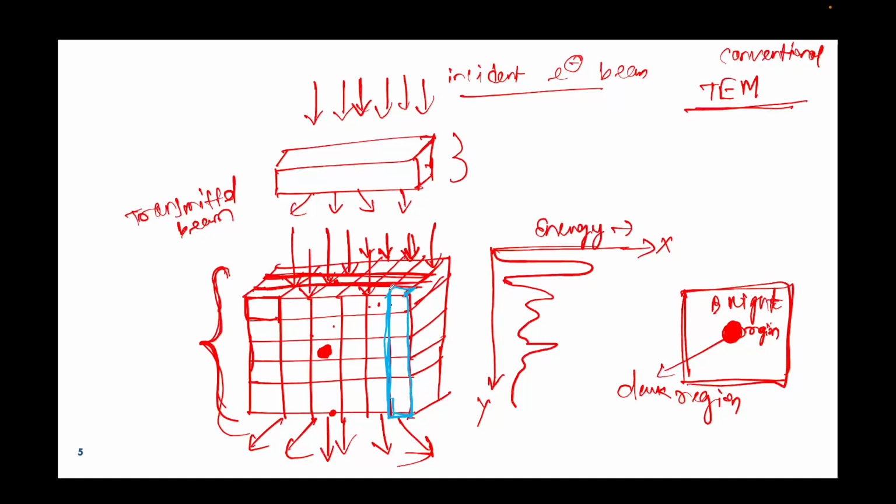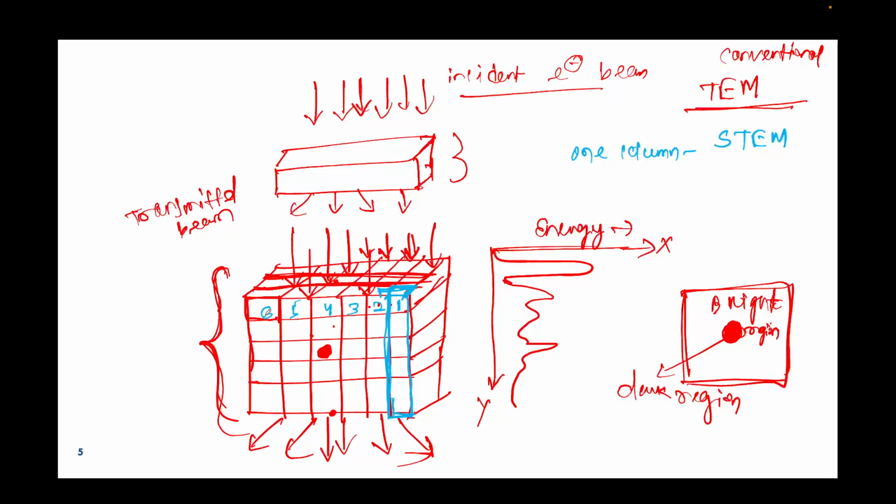If I want to get the information from only one atomic column, then the technology I use is STEM, that means scanning transmission electron microscopy. Why do I call it scan? Because I want to gather information first from one atomic column, and then I go to the next atomic column. Let's say this is 1, this is 2, this is 3, this is 4, this is 5, this is 6, right?